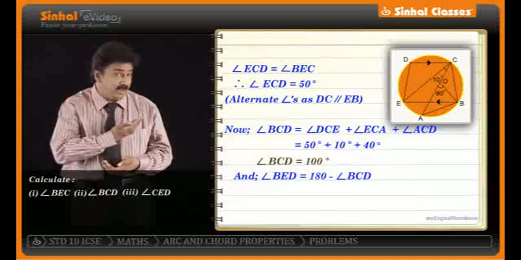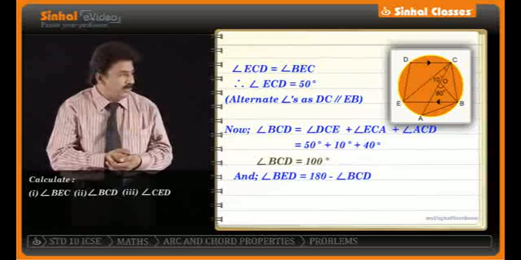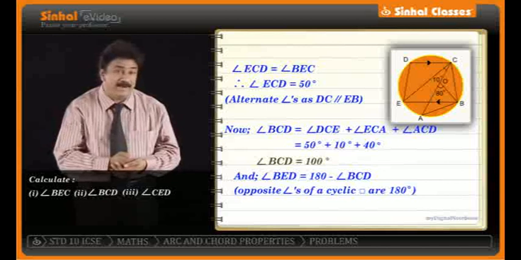BCD. See the figure very carefully. What is given? Angle BED is equal to what? 180 minus what? BCD. Why? Because opposite angles of a cyclic quadrilateral are supplementary.